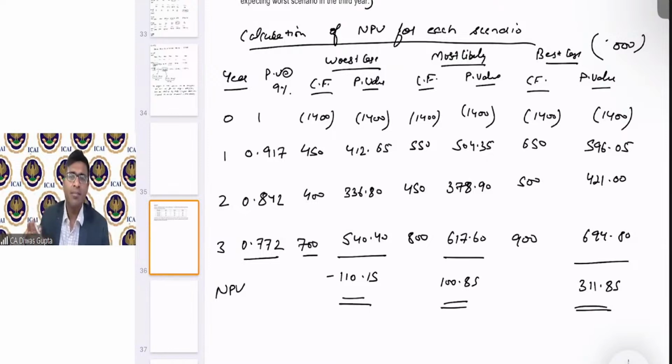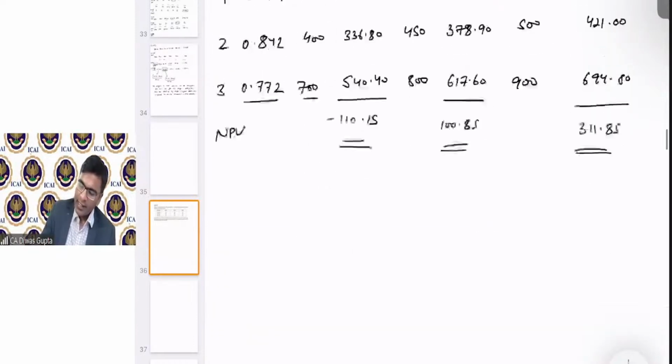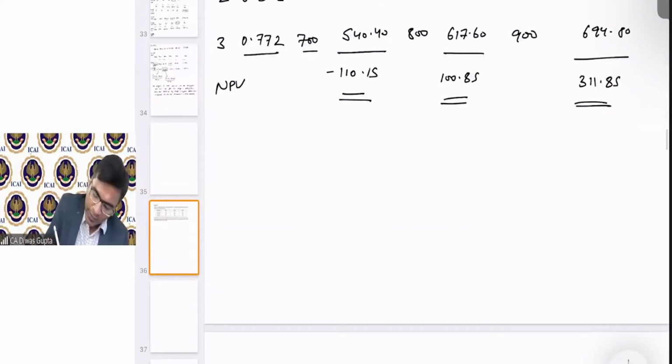Very easy and very simple. So I think sensitivity and scenario, only by name, they look difficult, but in practice or in actual execution, these are very easy and very simple. Right. Then let's come to the second part.